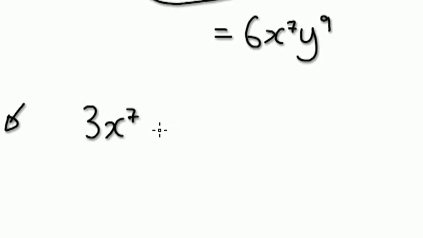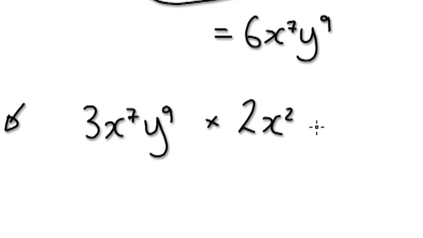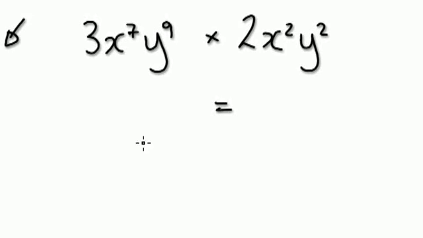What's 3x to the power of 7 y to the power of 9 times 2x squared y squared? What does this become? So press pause and have a go.